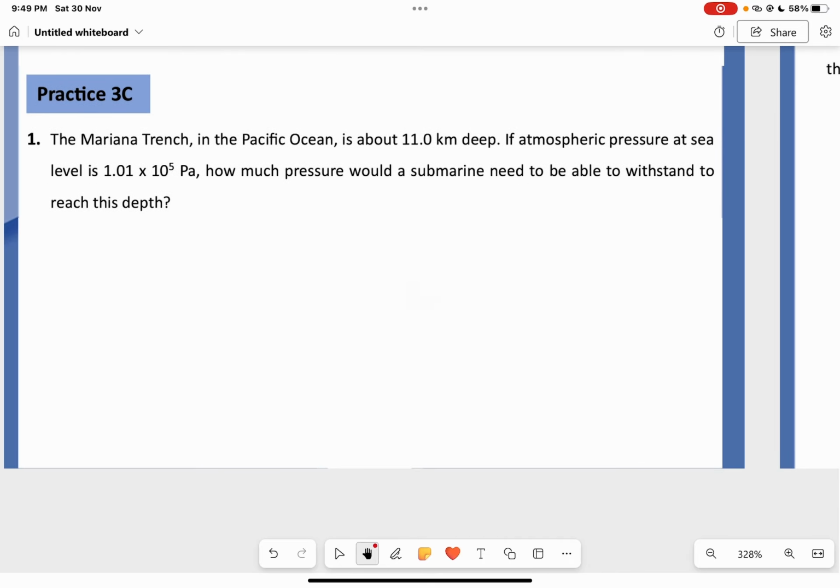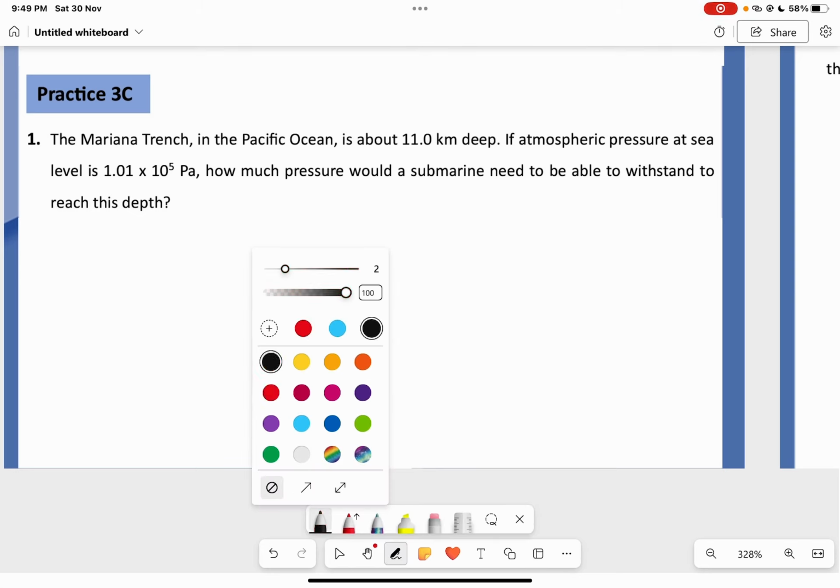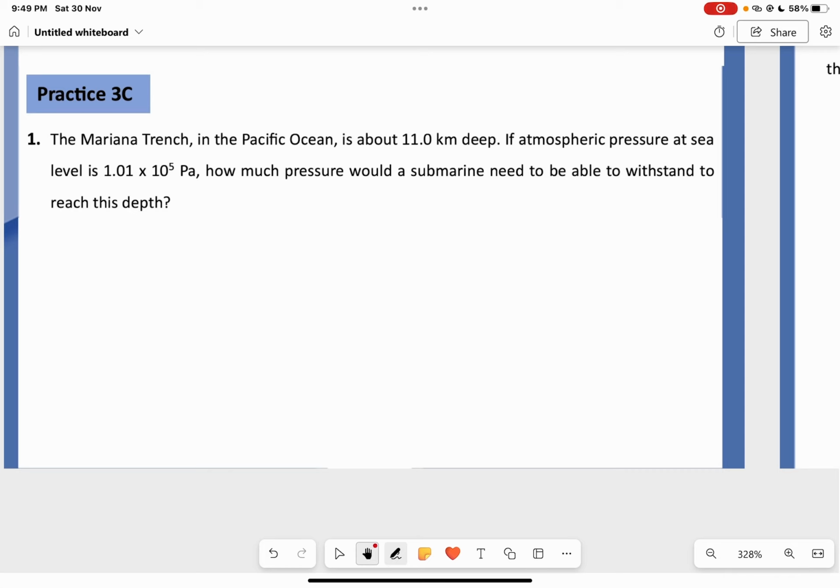Now the Mariana Trench in the Pacific Ocean, question 1, is about 11 kilometers deep. Okay, now you have what? As you know, you have height here. Then it says if the atmospheric pressure at the sea level is 1.01 times 10 to the power of 5, this is atmospheric pressure, how much pressure would a submarine need to be able to withstand to reach this depth?